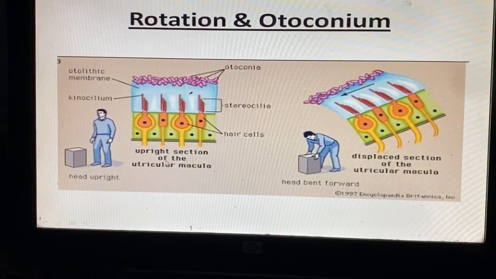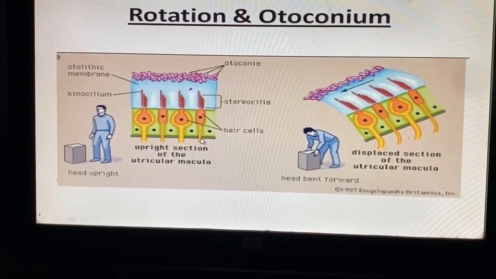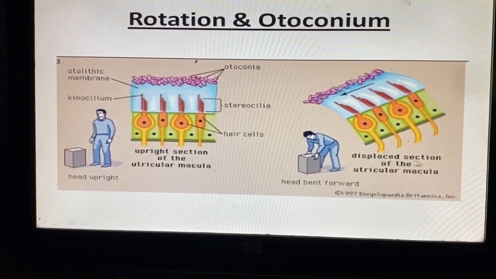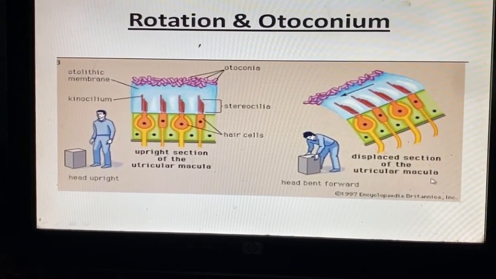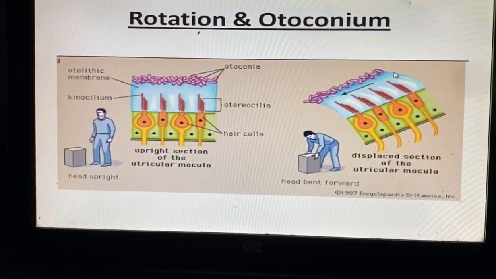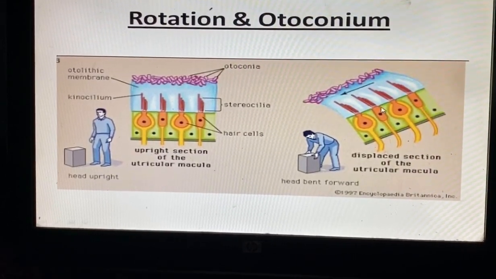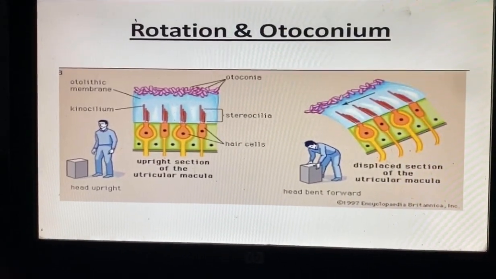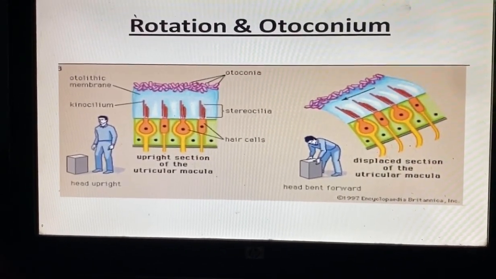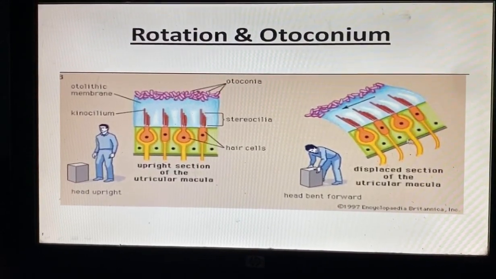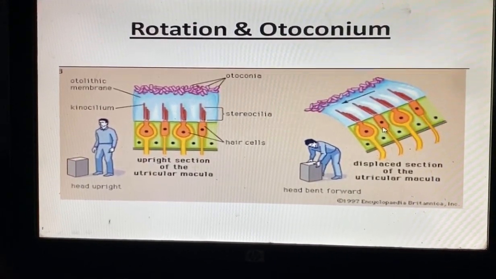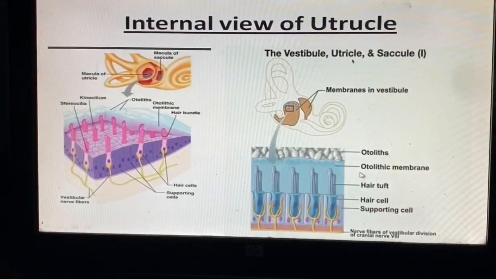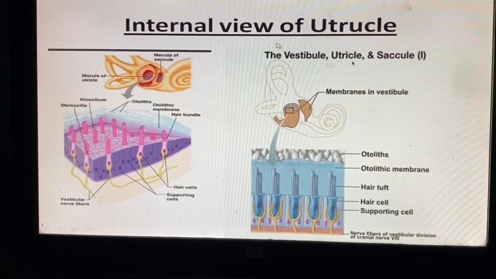This happens out there like this, but when the person bends forward, the displaced section of the utricular macula results in the signal formation that we are bending, or the man is bending in that fixed direction. That means this is helping to perceive gravity or weight, and where the spatial favor system occurs or happens.